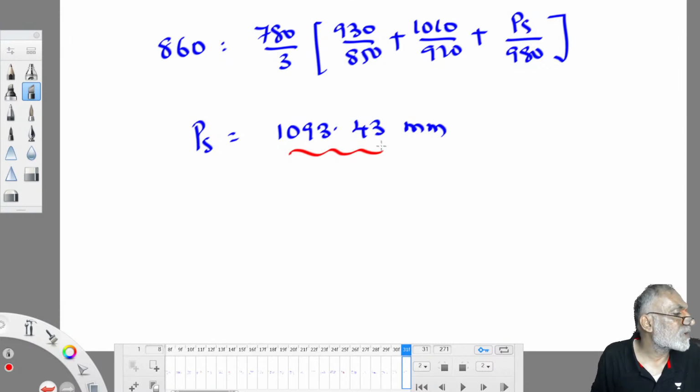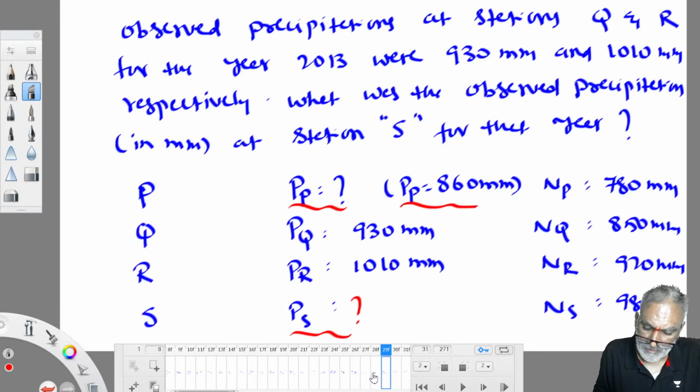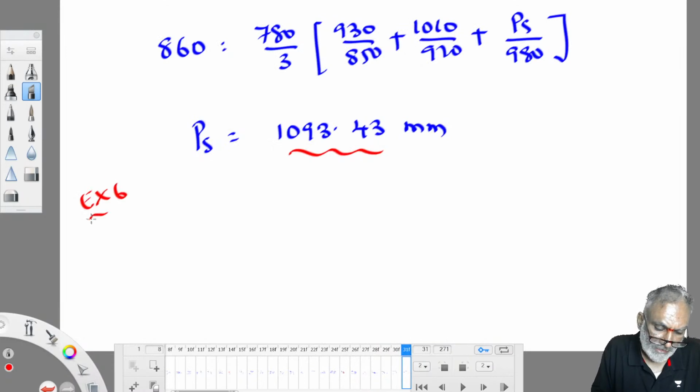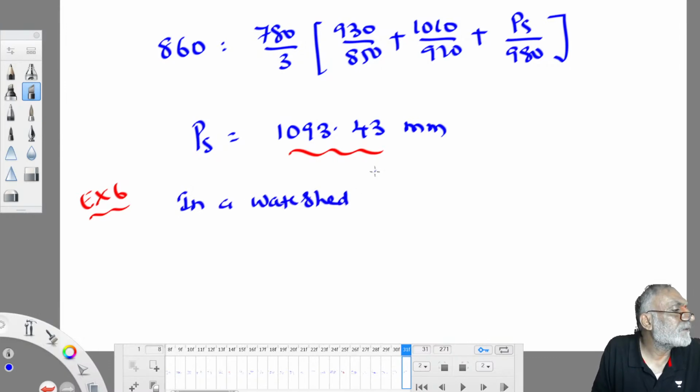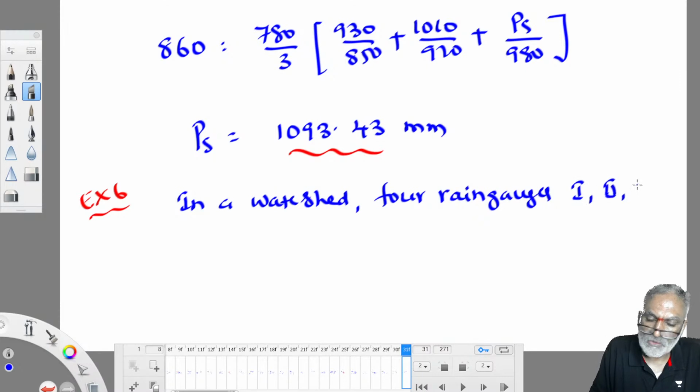So let us take one more question. This is an ESE question. This was asked in the ESE exam. Example 6. ESE question, we can manage without a calculator also. In a watershed, also the same as catchment only, 4 rain gauges, 1, 2, 3 and 4, are installed.